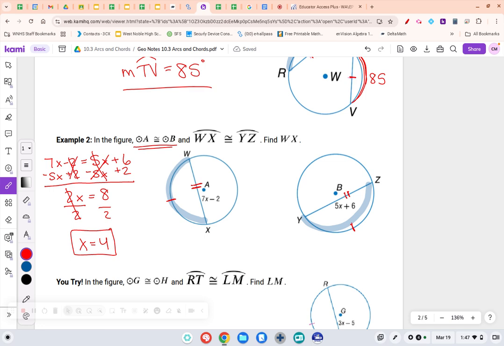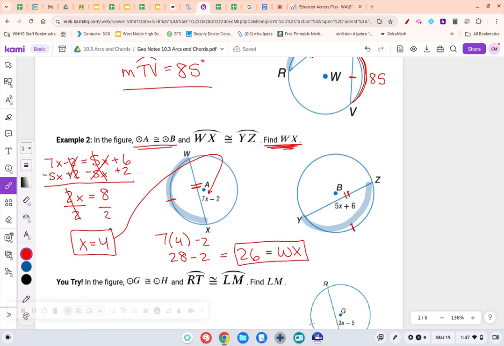Now, we're not done. I know I boxed it. It's asking us to find segment WX. So I need to plug this back in. So I take 7 times 4 minus 2, or 28 minus 2, which gives me 26 for my final answer. Make sure to read the whole problem. I almost missed that. You guys, pause me. Try that, you try.